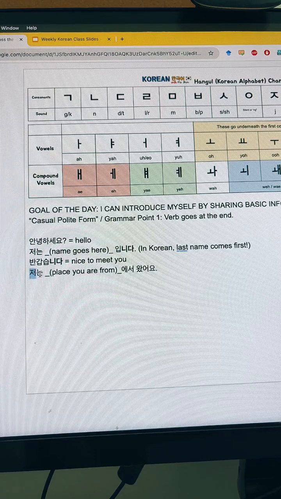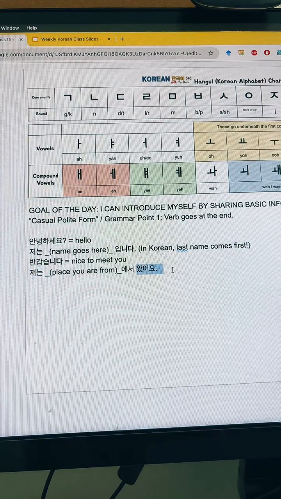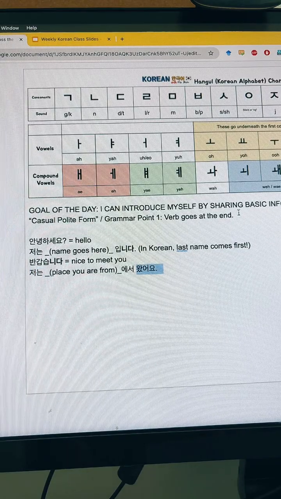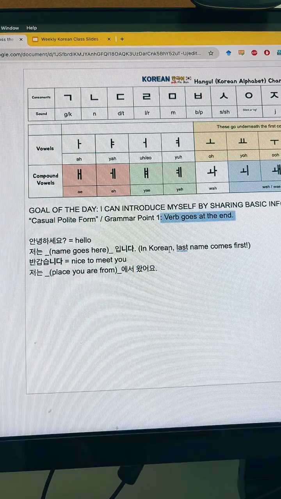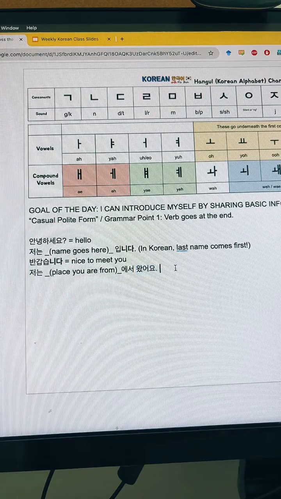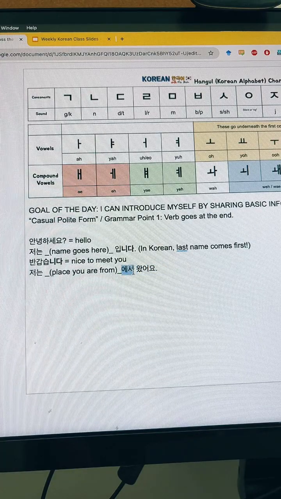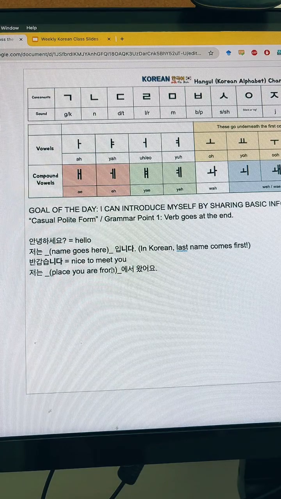저는, what does that mean? 저는 means I. 왔어요. Remember, verb goes at the end. So 왔어요 means I came, like came from. So the word from is actually 에서. 저는 blank 에서 왔어요. I, the place, from, came.